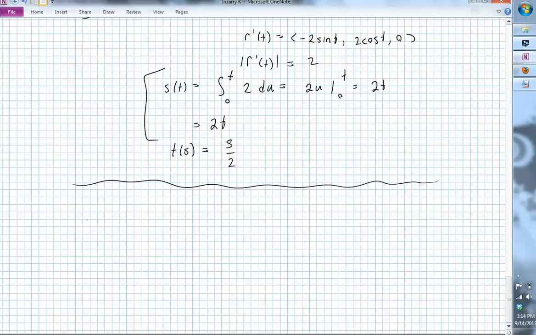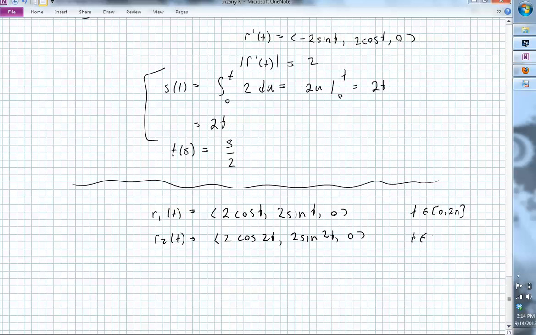So you've seen examples, for example, R1 of t equals, say, 2 cosine t, 2 sine t, 0, and R2 of t equals 2 cosine 2t, 2 sine 2t, 0. Same curve, 2 parameterizations.